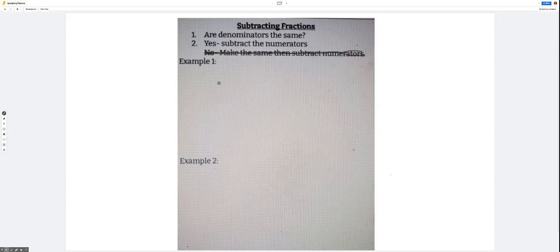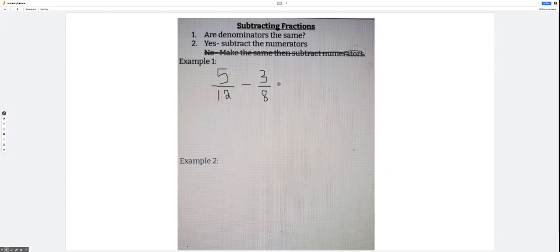So let's get started. Example 1, we are going to find the difference between 5/12 and 3/8. So we're doing 5/12 minus 3/8. When we look at these fractions, we can see automatically that those bottom numbers, or those denominators, are not the same number. Now we can go into our trick that we learned.